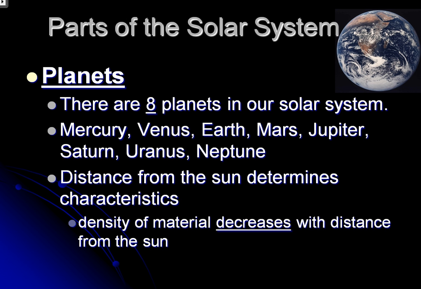You are expected to memorize the order of the planets in order from the sun. The distance from the sun is what determines the characteristics of a planet. For instance, in general, the density of the material making up the planet decreases with distance from the sun. In other words, the more dense planets, the rocky ones, are close to the sun, and the least dense planets, the gassy ones, are far from the sun.